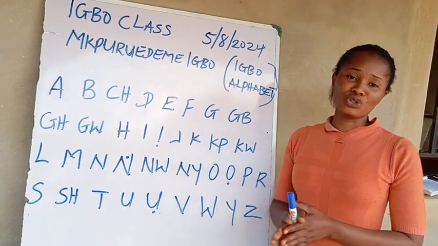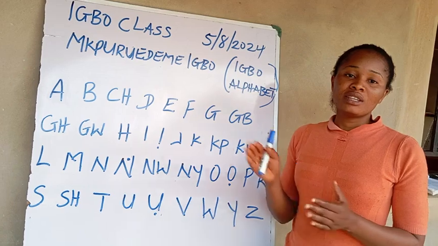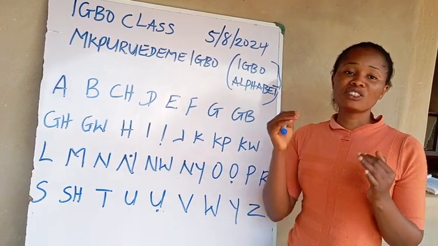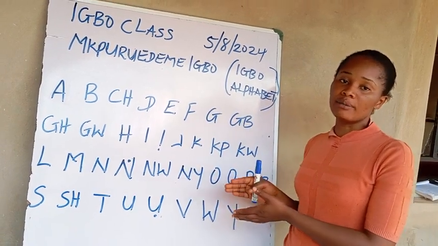Looking at the pronunciation, the learner has to be looking at my mouth to see the movement of my mouth when pronouncing these alphabets.